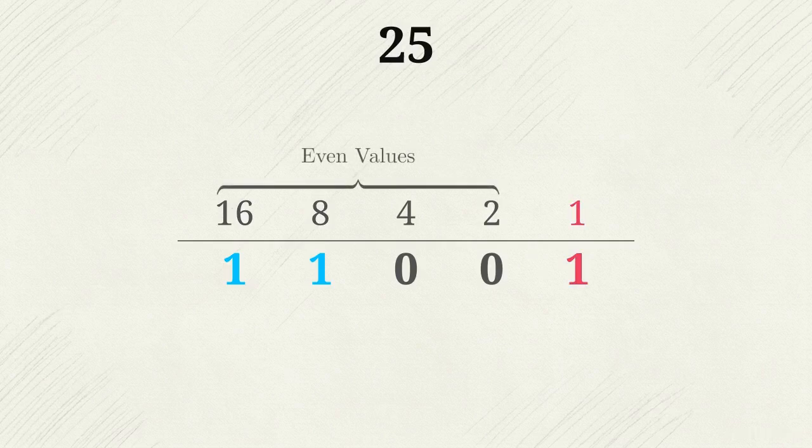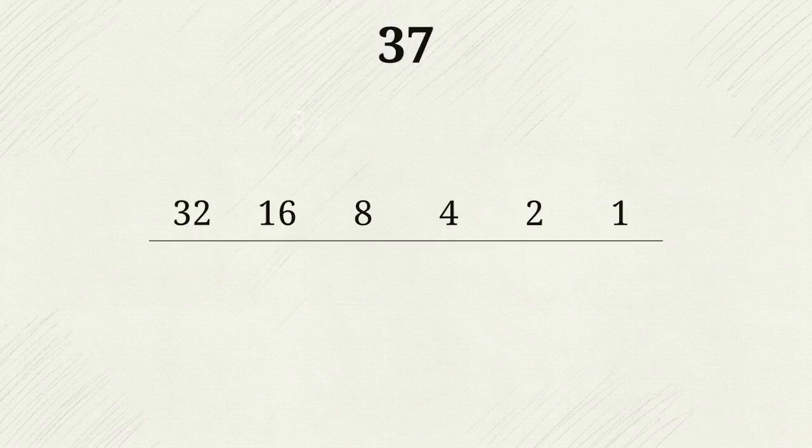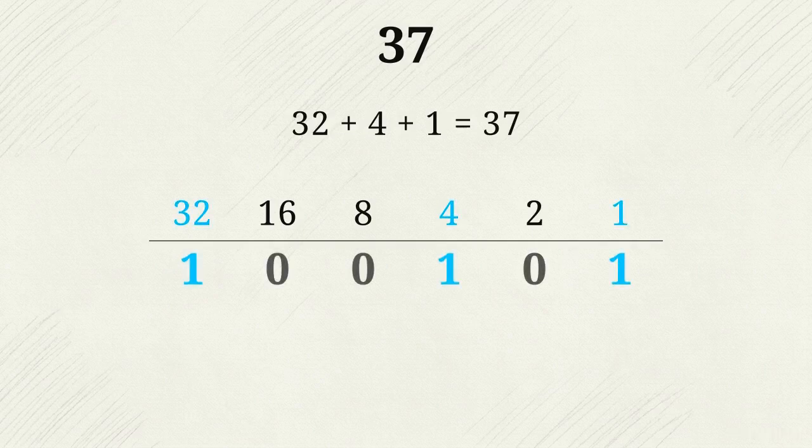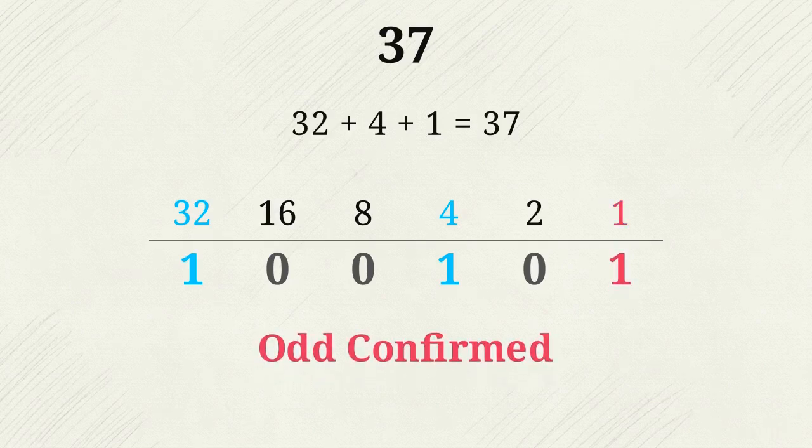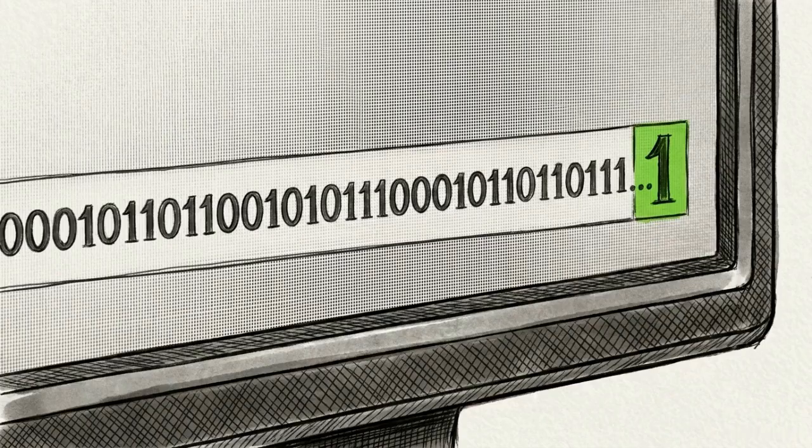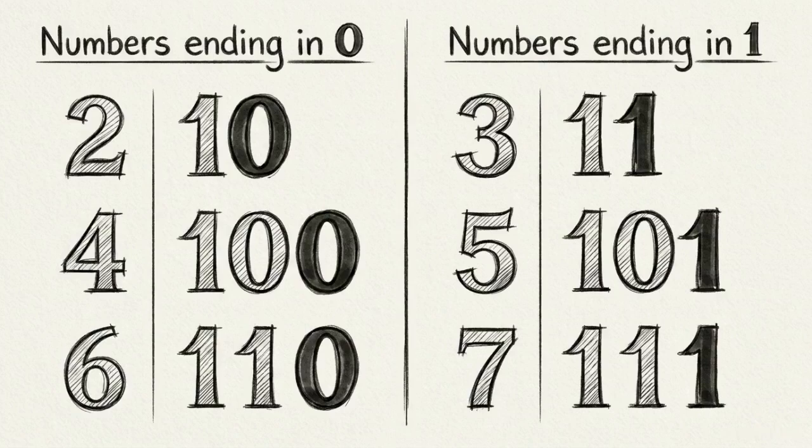This method highlights a specific property. Because 2 to the power of 0 is the only odd value in the set, any odd decimal number must result in a binary string ending in a 1. Try this with decimal 37. By combining 32, 4, and 1, we get 100101. The final bit is a 1, confirming the number is odd. Recognizing these bit patterns allows you to determine basic data traits, like whether a number is even or odd, without running complex calculations.